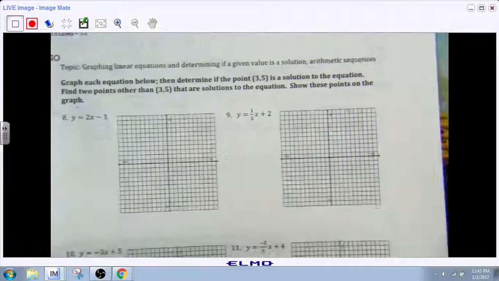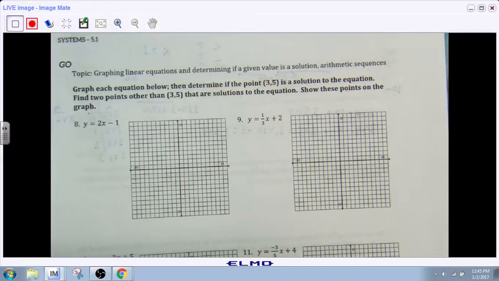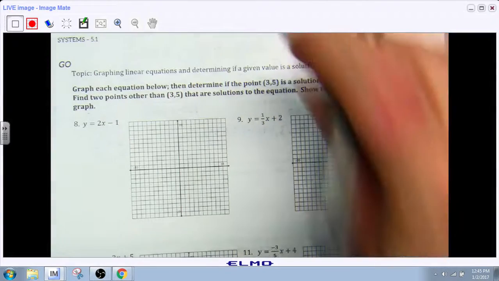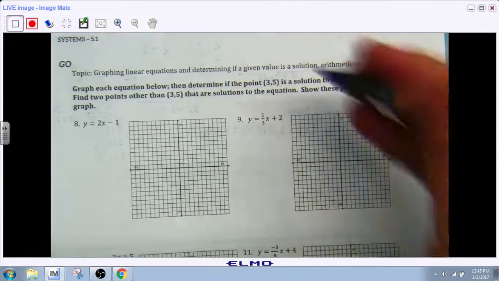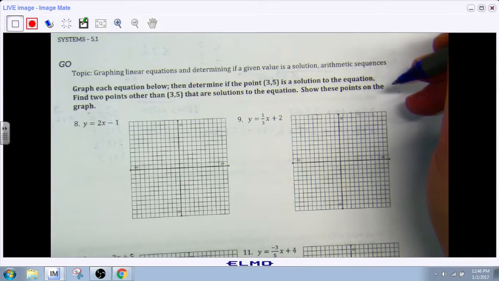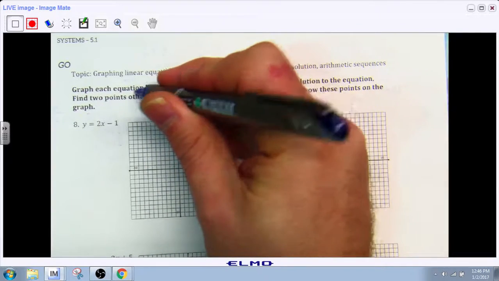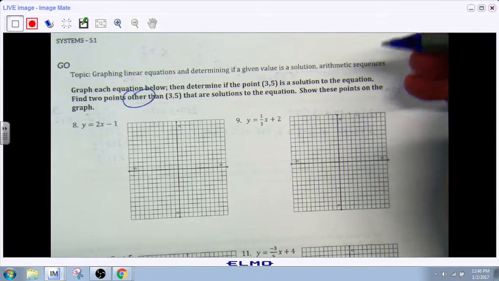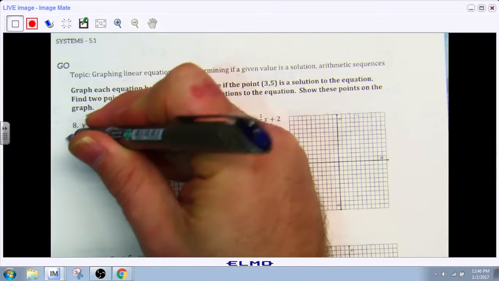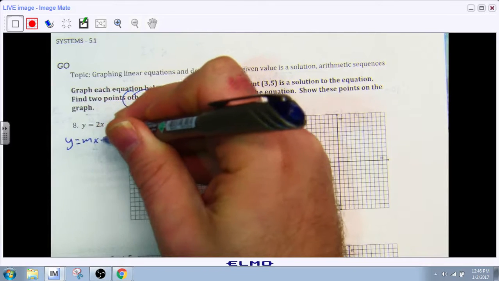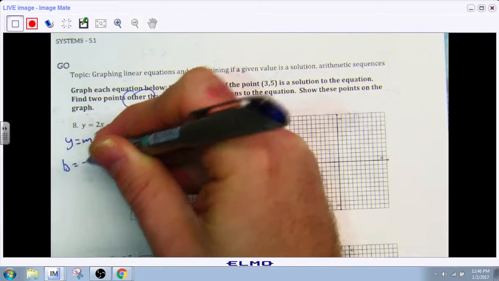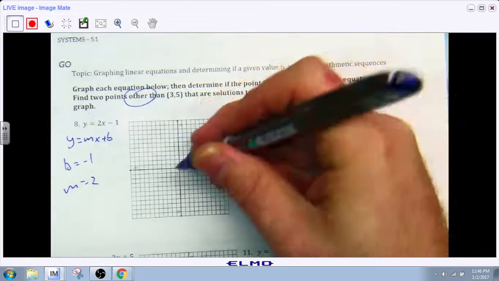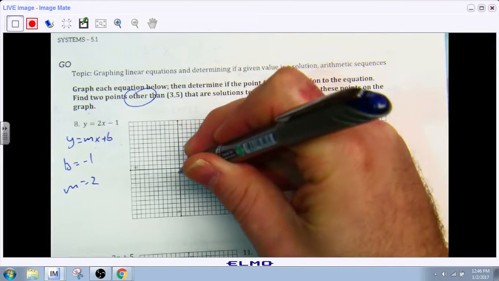All right. Graphing linear equations to determine if a given value is a solution. It wants us to graph each equation below to determine if the point 3, 5 is a solution. And then it wants us to find 2 points other than 3, 5 that are solutions, and then show them on the graph. So the first step is just to graph this. We know, again, y equals mx plus b. In this case, my b is -1, my m is 2. So I know my b is my y-intercept. This is my y-axis. That means I cross at -1.